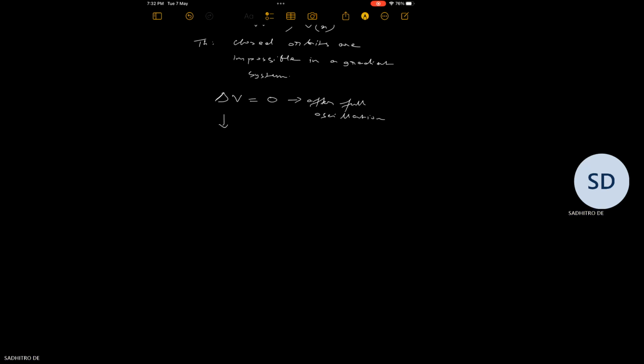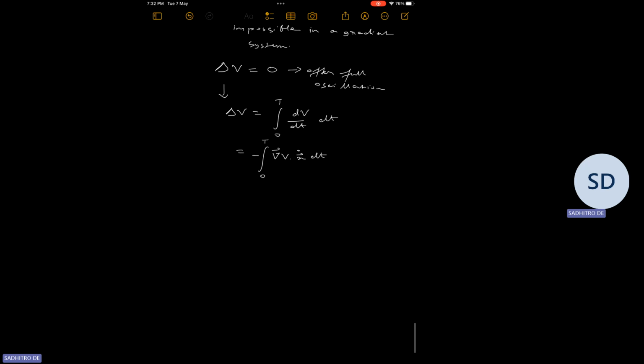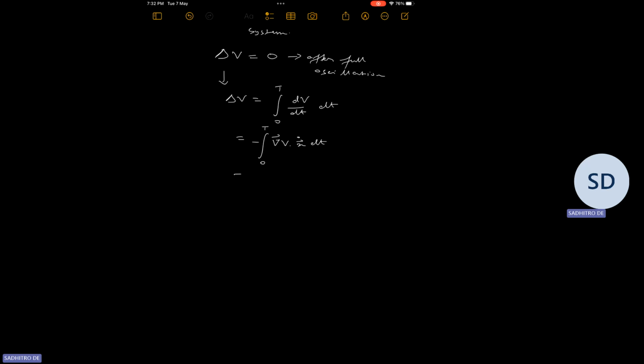So this quantity delta V can be written as, suppose we take a time zero to capital T to complete one oscillation, the integral of dV/dt dt. And since we can write by chain rule that this is nothing but gradient V dot x dot dt. Right. Now gradient V was nothing but minus x dot. So this is nothing but minus the integral from 0 to T of mod of x dot squared dt.